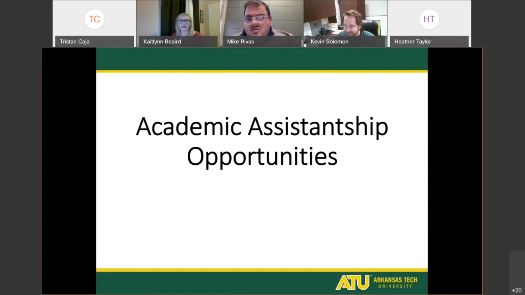I'm going to go ahead and zip through some of the academic assistantship opportunities and other funding opportunities that we have on campus.